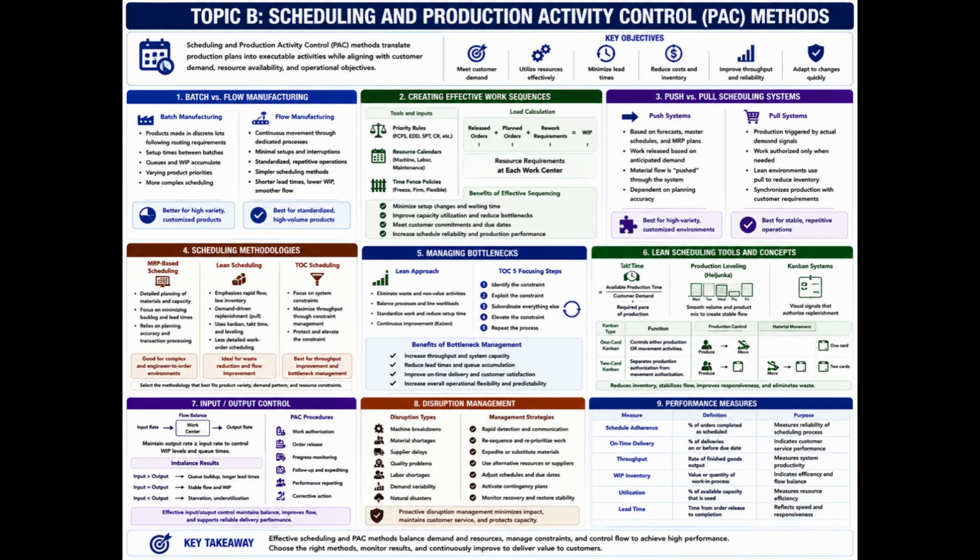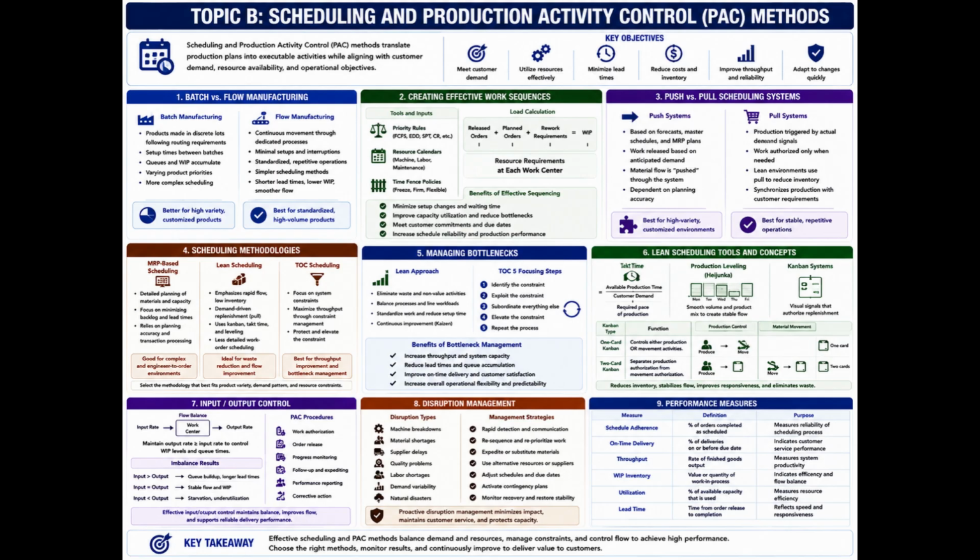Resource calendars identify machine, labor, and maintenance availability, helping planners avoid unrealistic schedules. Load calculations combine released orders, planned orders, rework requirements, and work in process to determine resource requirements at each work center. Accurate sequencing minimizes setup changes, reduces waiting time, improves capacity utilization, and helps organizations respond effectively to fluctuating demand while maintaining schedule reliability and production performance.